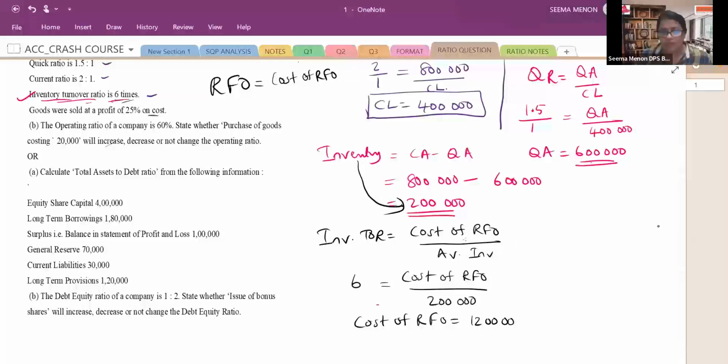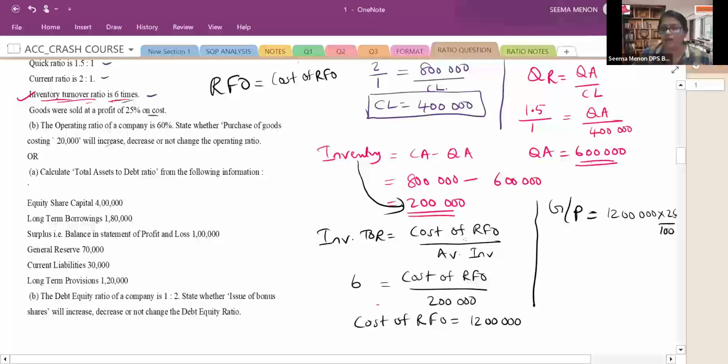Gross profit is equal to 25% on cost. Our cost is how much, children? 12 lakh rupees. So 12 lakh multiplied by 25 upon 100. If you solve this, you will be getting how much? It will be 3 lakh rupees.